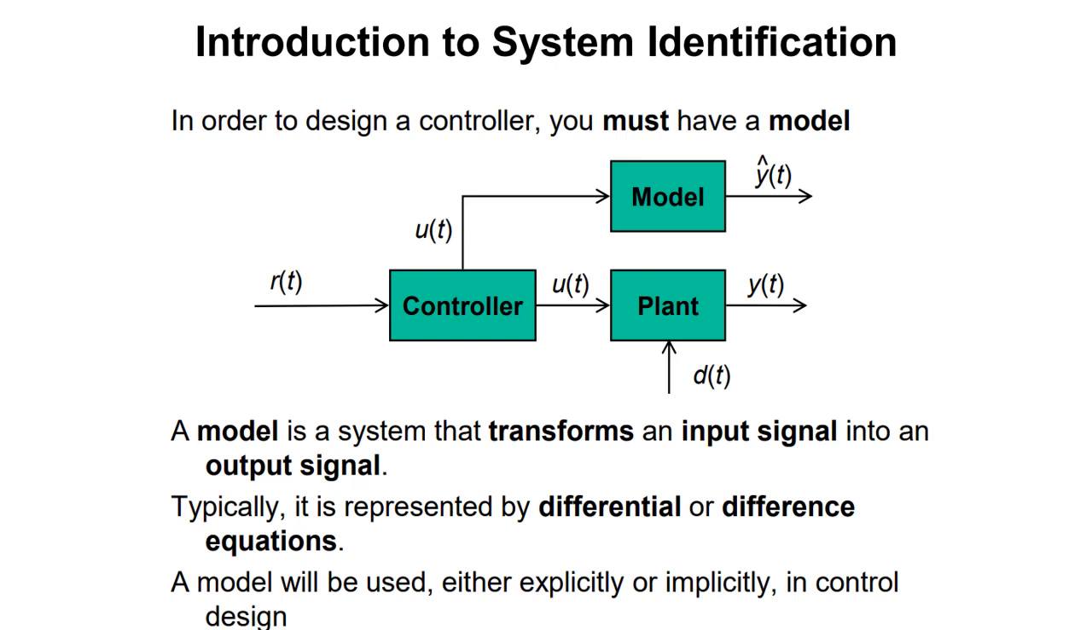As I mentioned before, there are various reasons why you want to determine the model that represents the physical system. One of the reasons is you want to design a controller. So this is the basic block diagram of the system. We have the model, plant, controller, and the control input, the reference signals, the outputs, and so on. A model is a system that transforms input signals into output signals, typically represented by differential or difference equations. A model can be used either explicitly or implicitly in control design. So this is the basic idea of control systems.